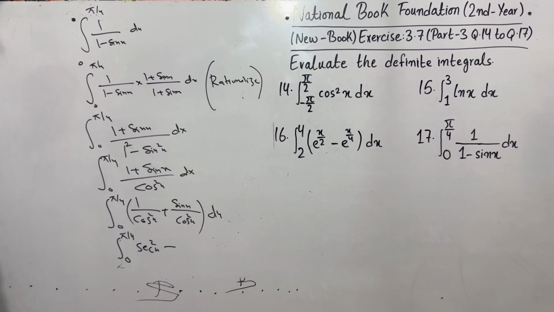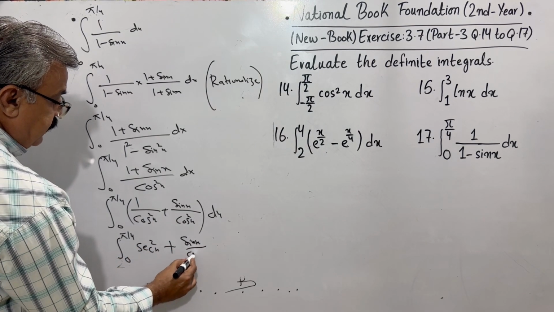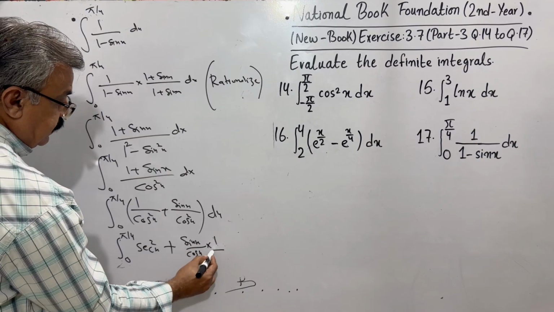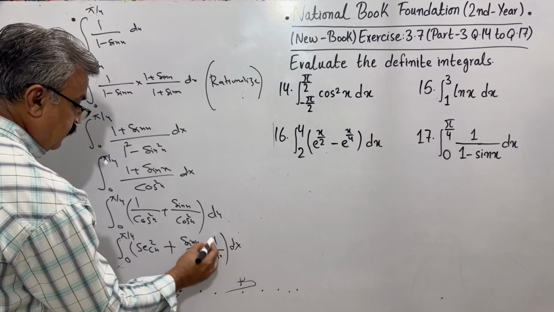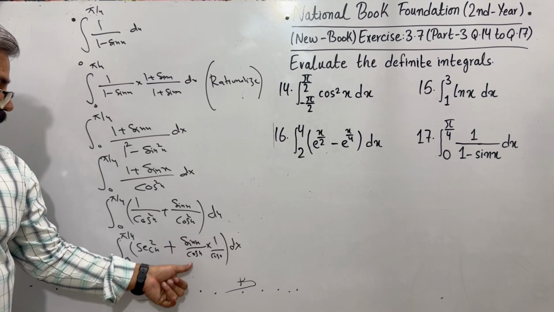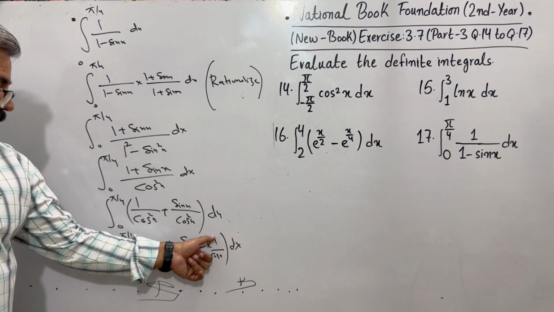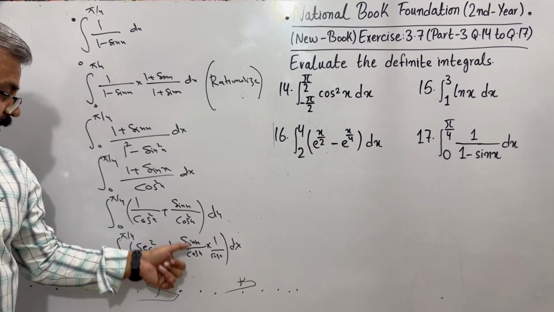Here sine over cos squared x can be written as sine divided by cos times 1 over cos. Cos squared can be written as cos times cos. Sine over cos is our famous identity tan, and 1 over cos is sec. It's tan, it's sec.